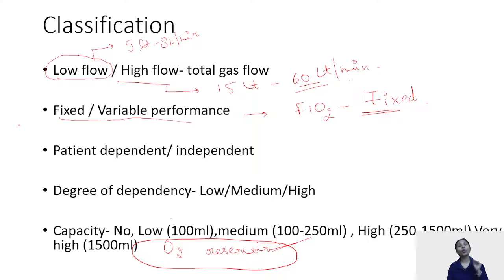In some, we have low volume oxygen reservoir like 100 ml. Then we have medium, 100 to 250 ml of reservoir of oxygen is maintained. And in high, we can have around 1000 to 1500 ml also. And very high is above 1500 ml. We have volume present in the device which can be filled with pure oxygen. That is your capacity. I repeat, by capacity we mean the reservoir of oxygen. So this is how you are going to classify all the devices.